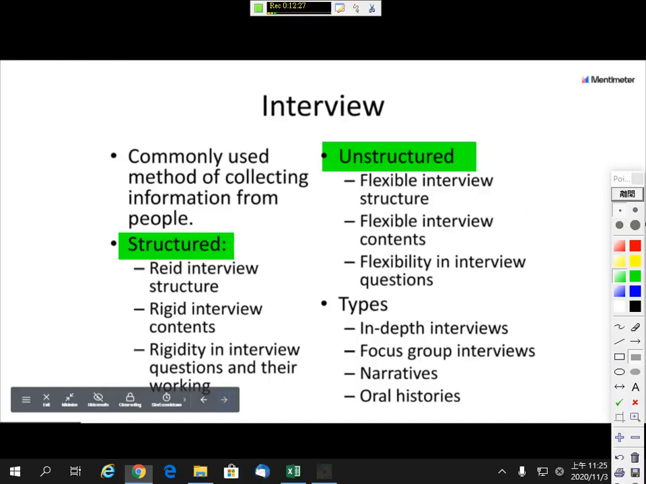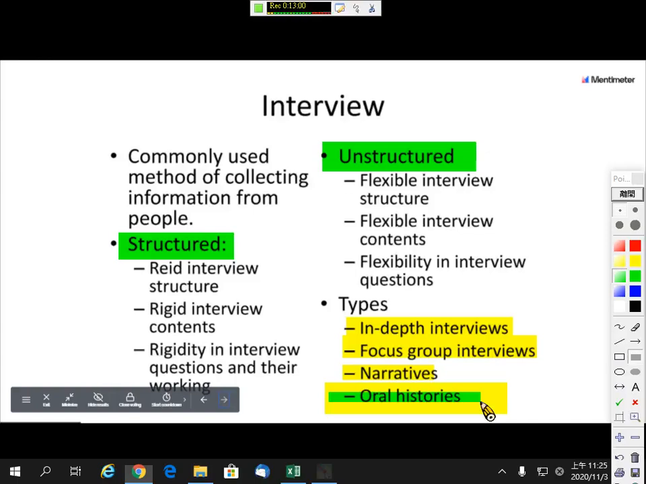And also, you can look here, we have different types. In-depth interview, focus group interview, narrative, this is narrative story, and oral history. Let's pay attention to oral history here. Oral history, normally, if you want to understand a dignitary, a very important person's life story, it will be possible for you just to go and interview this one, right?